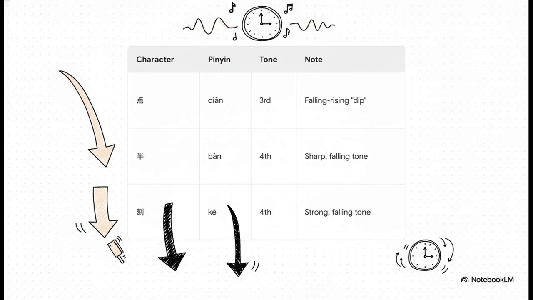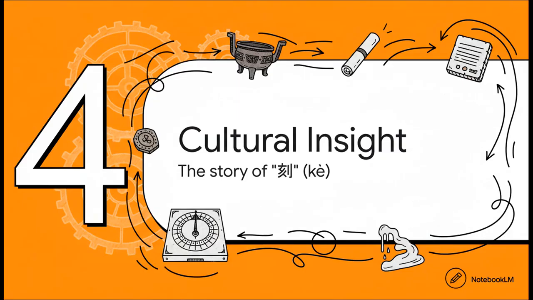Okay, let's try to put it all together and feel the melody. Qi dian yi ke. It goes high flat, then dipping, then high flat, then falling. That musicality, that's Mandarin.